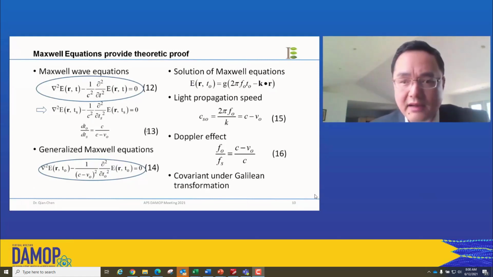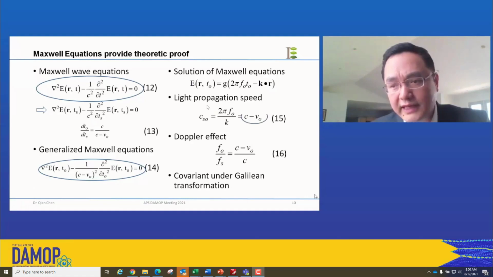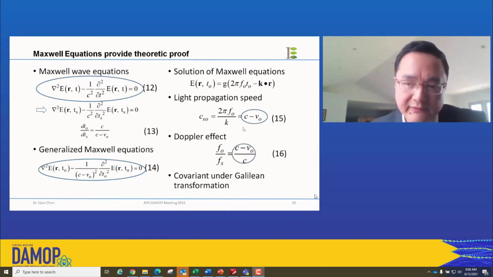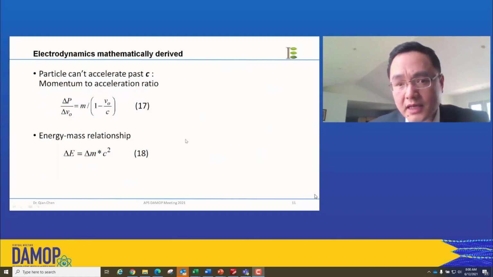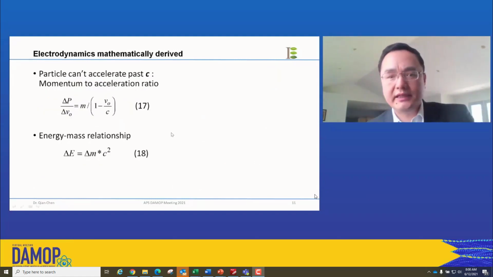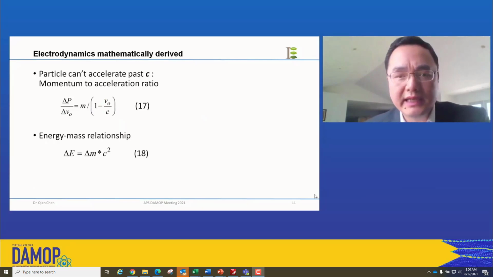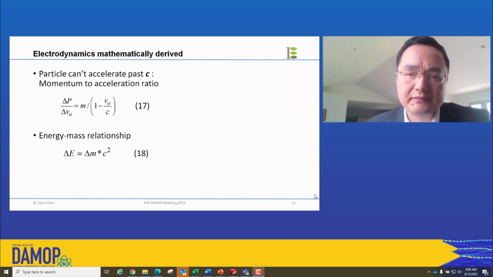If we solve this Maxwell's equation, we get the formula for the light speed and the formula for the Doppler effect. They are exactly the same as what we derived before. And we also proved that Maxwell's equations are covariant under Galilean transformation. So now let's talk about an additional example about the electrodynamics that we mathematically derived.